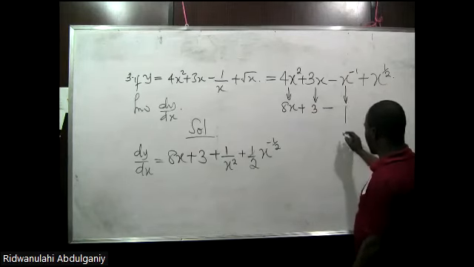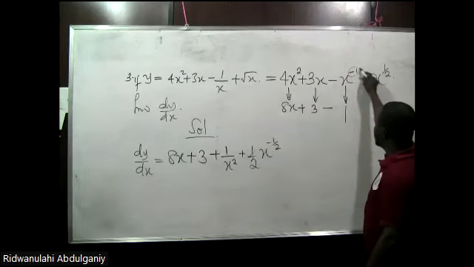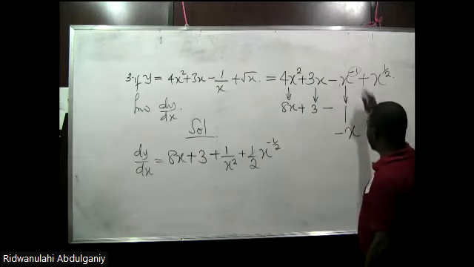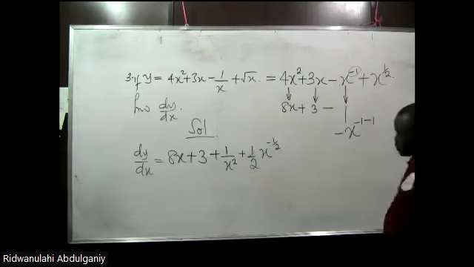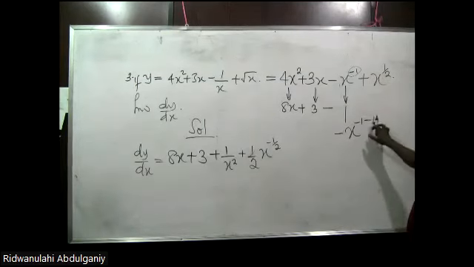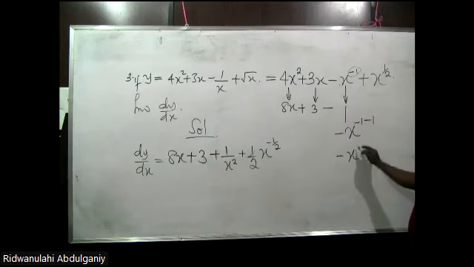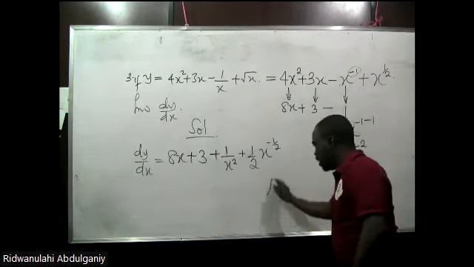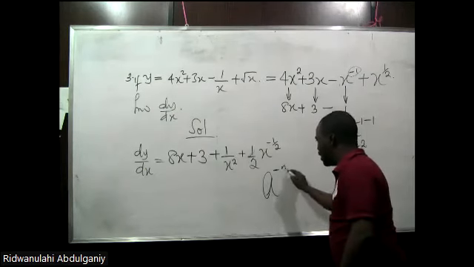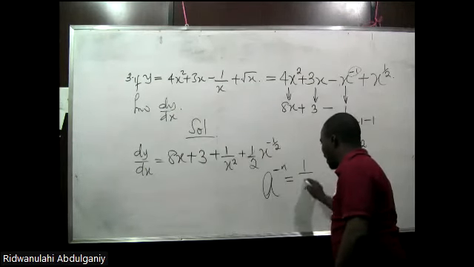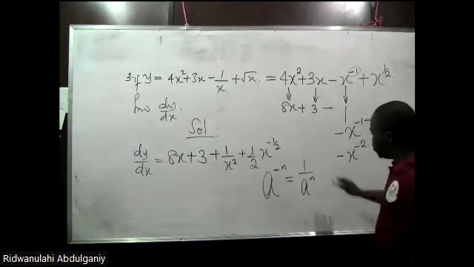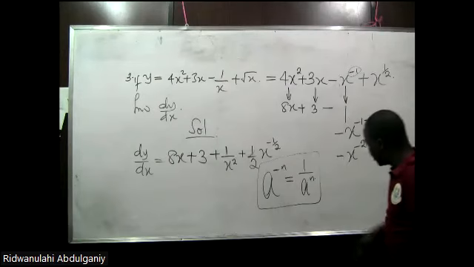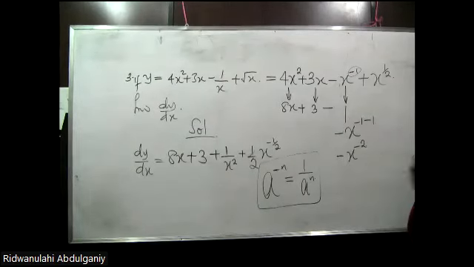The derivative of this one becomes, I use the power to multiply 1 here, it is minus x raised to minus 1 minus 1. Minus 1 minus 1 will give us minus 2. There is a law of indices that says a raised to the power minus n is 1 over a raised to the power n. Using this law of indices, how can you write this?